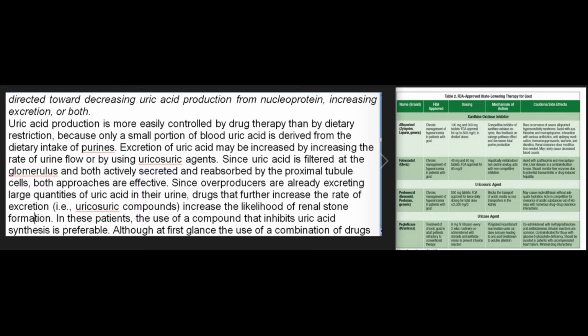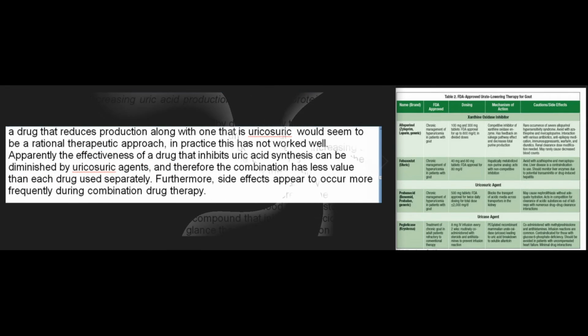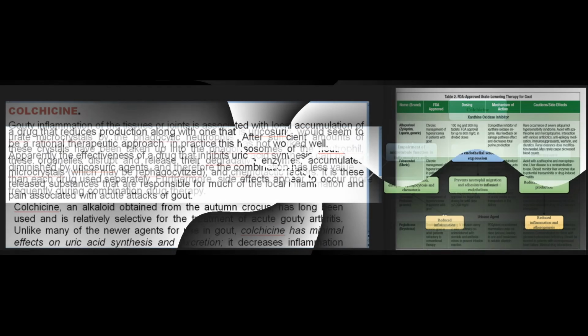Although at first glance the use of a combination of drugs, a drug that reduces production along with one that is uricosuric, would seem to be a rational therapeutic approach, in practice this has not worked well. Apparently the effectiveness of a drug that inhibits uric acid synthesis can be diminished by uricosuric agents, and therefore the combination has less value than each drug used separately. Furthermore, side effects appear to occur more frequently during combination drug therapy.